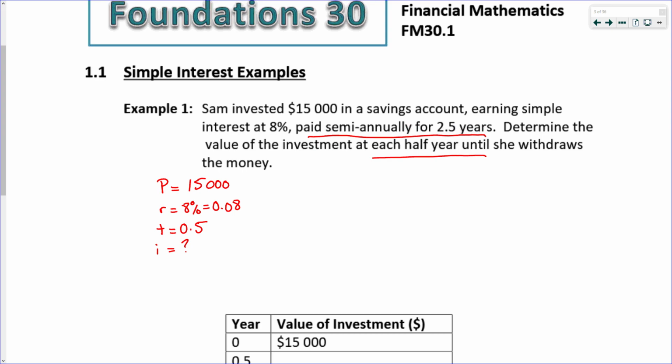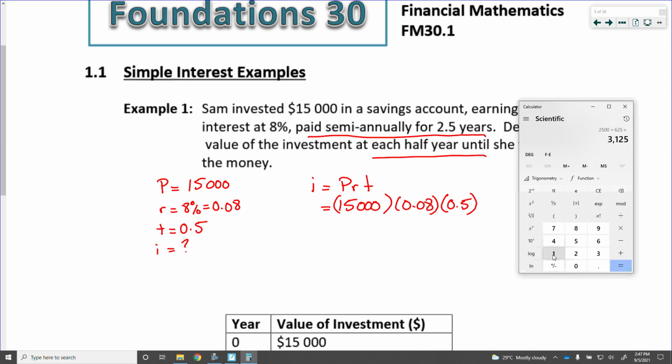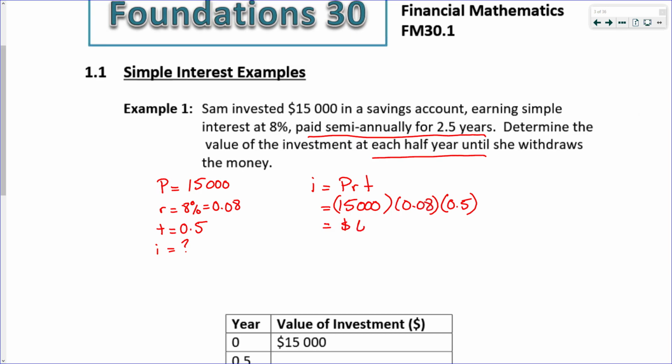And so I'm going to start with my formula. So I is equal to PRT. I don't know I, that's what I'm finding. My principal is 15,000. My R is 0.08. And my T is 0.5. I'm going to bring out my calculator and punch it all in. So I got 15,000 times 0.08 times 0.5, which works out to be $600.